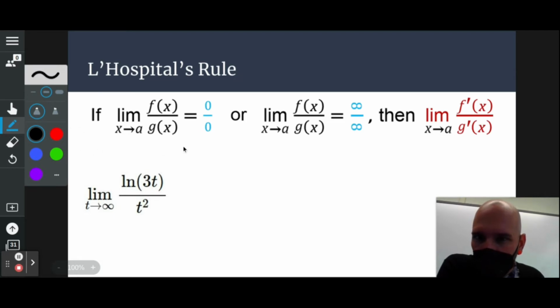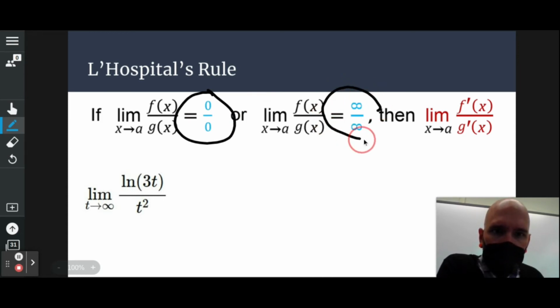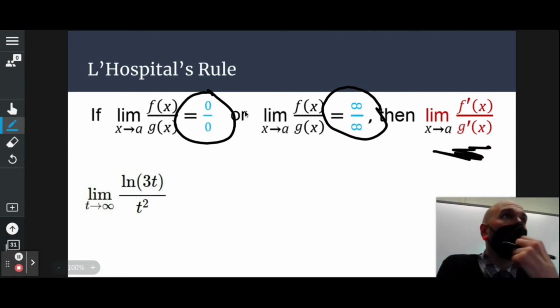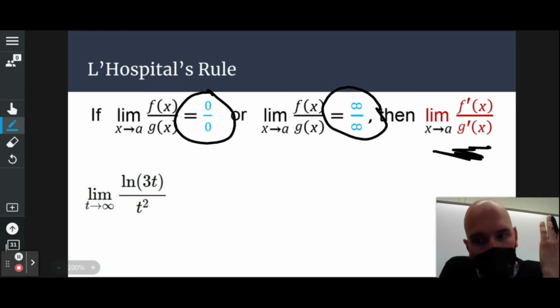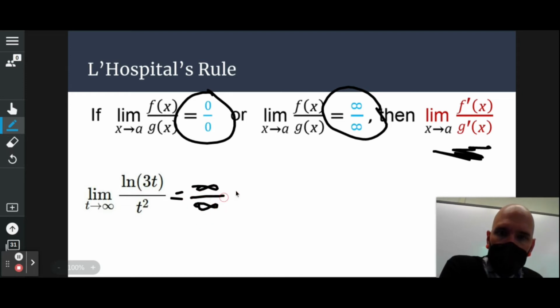If you get 0 over 0, like that guy, or if you get infinity over infinity, like that guy, L'Hopital's rule says just take the derivative of the top, take the derivative of the bottom, and try it again. So if I were to plug in infinity, I would get ln of 3 times infinity, which is infinity. So the whole thing would become infinity. Infinity squared is infinity. And that is a problem according to this guy right here.